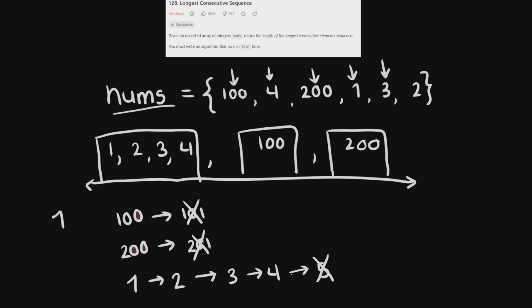Then we check 3, and again there's a value before 3, so we just don't do anything. And then we check 2, and there is a value before 2, so we don't do anything. And clearly the longest sequence that we found was this one with a length of 4. So this is what we return, as was required by the problem.